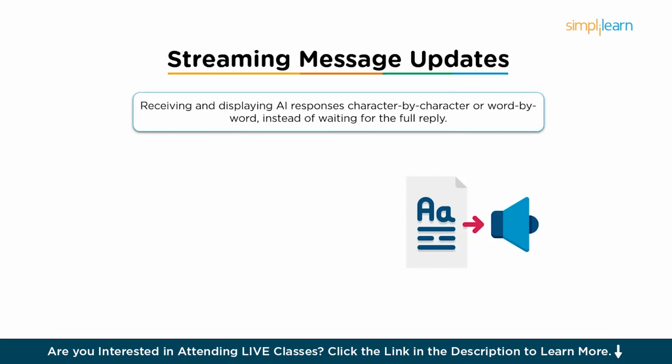At its core, streaming message updates refer to receiving and displaying AI response character by character or word by word, instead of waiting for a full reply to be generated before it appears on the screen. Think of it like watching someone type in real time rather than waiting for a full paragraph to pop up all at once. There are three significant benefits to implement this.